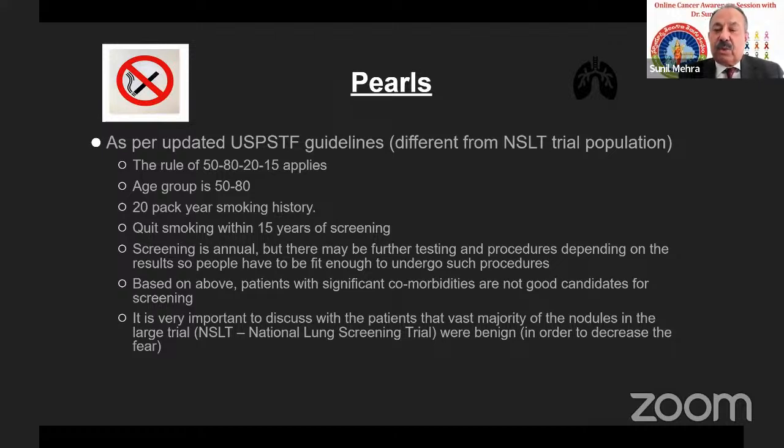That is stage 1 or 2, because best survival is in stage 1 and 2A. If you find lung cancer in stage 1, almost 65 to 67% will live up to 5 years. If it is stage 3 or 4, the average 5-year survival is only 18%. And most cases are diagnosed late: 55% of cases are diagnosed in stage 3 or 4. Next slide.